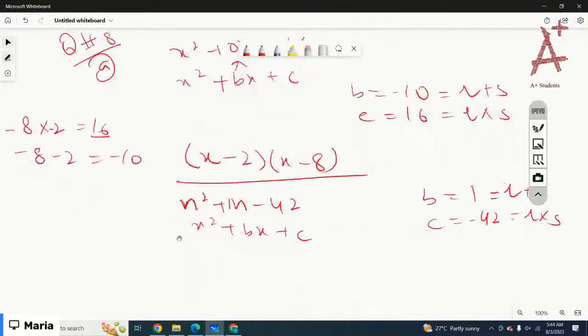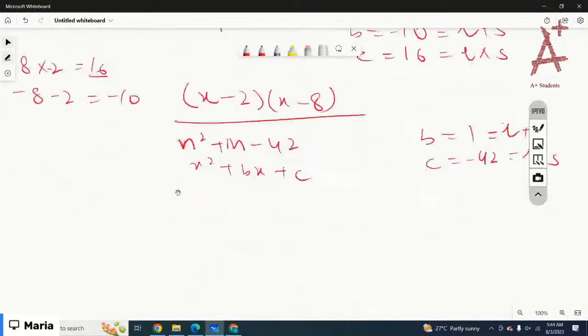Okay, let's just make the factors. 42 times 1 is 42, but when you add, they don't make 1, right? Then 21 times 2 makes 42, but when you add, they don't make 1. 6 times 7 is 42, and when you subtract, 7 minus 6 makes 1.